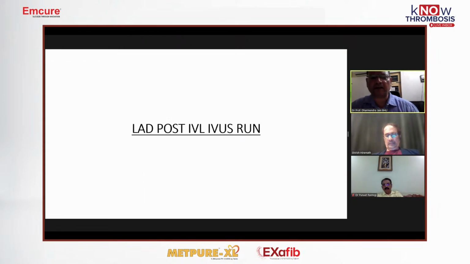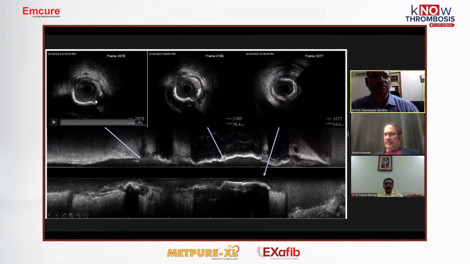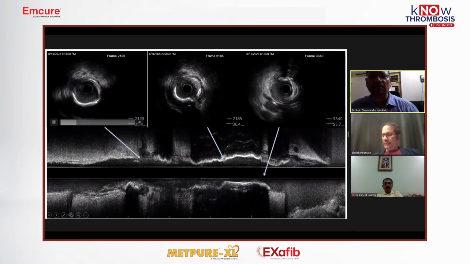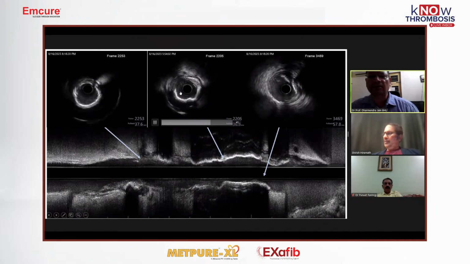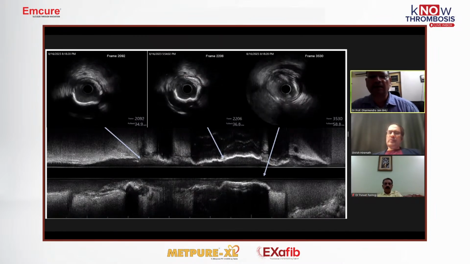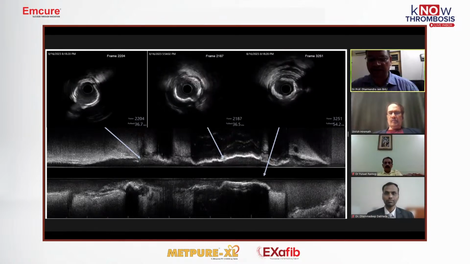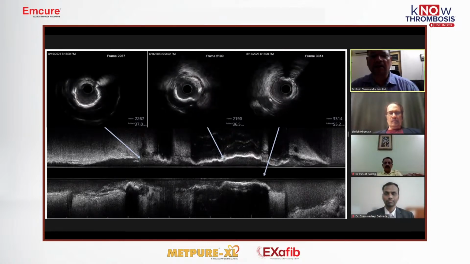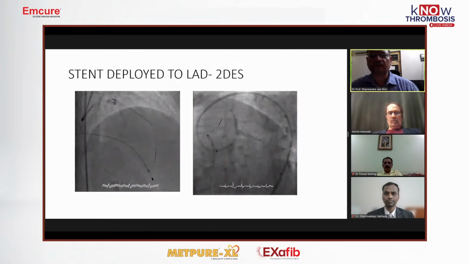And then we have done the post IVL IVUS also, just to see what happened to the various calcific nodules. So you can see here that all the calcium was fractured at various places by this IVL. So those rings were not there. Now it's a fractured calcium, and the lesion is ready for stenting.